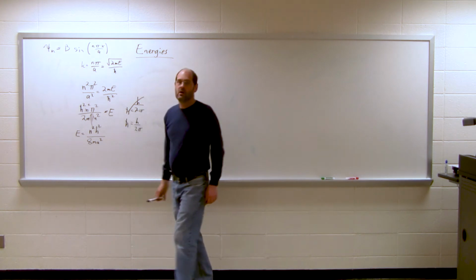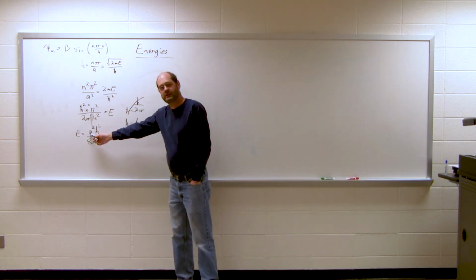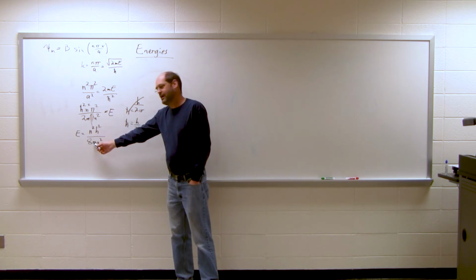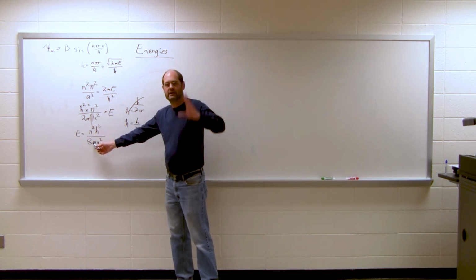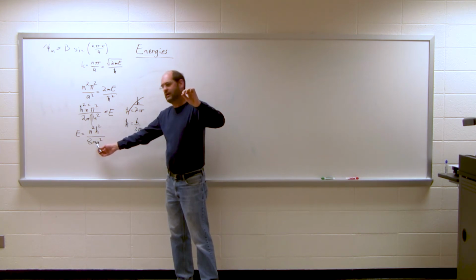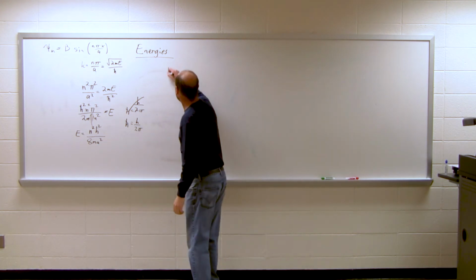What do we see here? We see that the energy levels go as n squared, where n equals 1, 2, 3, etc. We see that the energy level separations get smaller with increasing mass, and it's also smaller with an increasing size of the box. Let's draw a diagram.